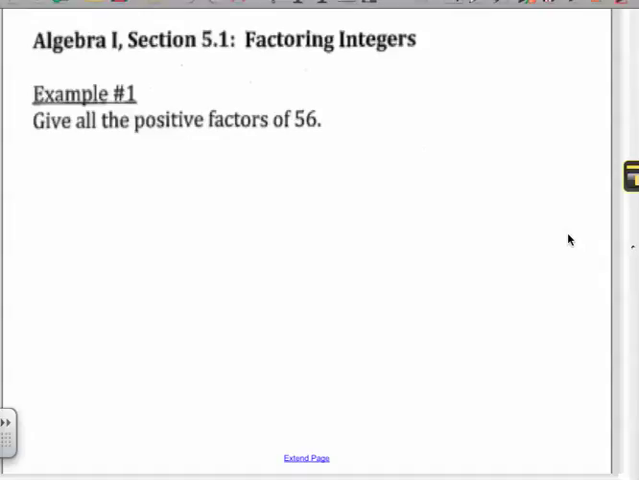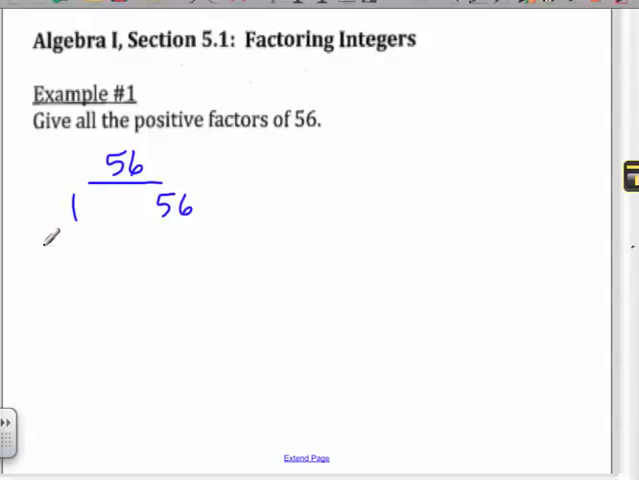This one says, first, give all the positive factors of 56. You guys have probably done this. We did this last year. 56, I like to write them in two columns, and I like to start at the number 1. Number 1 goes into all of them, and 1 times 56. Okay, so those are two factors of 56. They're positive factors. I could say -1 and -56 because that gives me 56 as well. But they just asked us for the positive factors here.